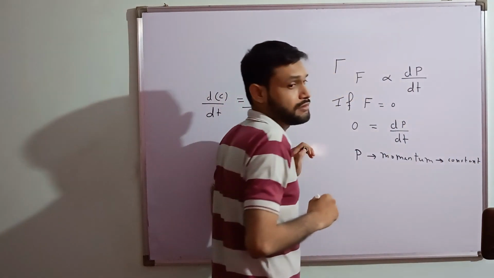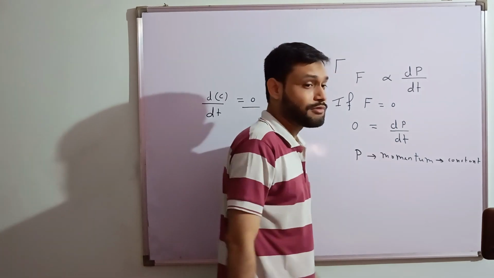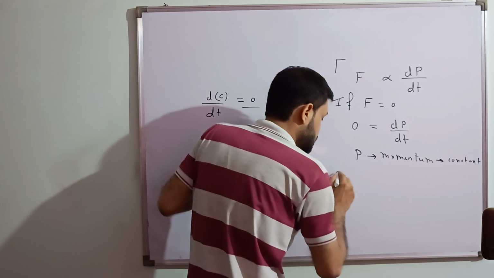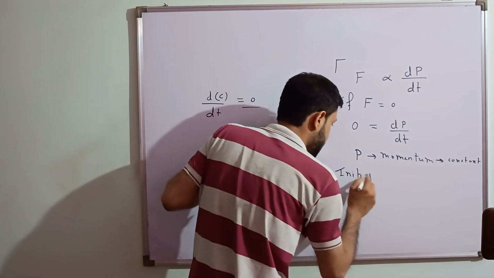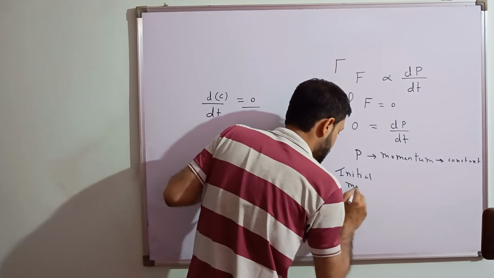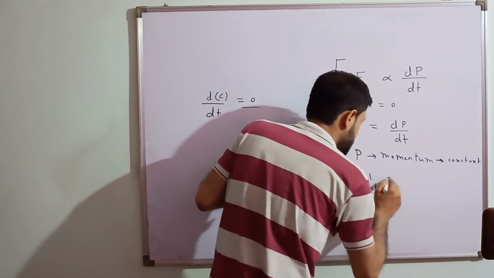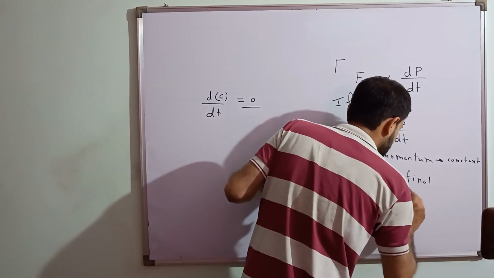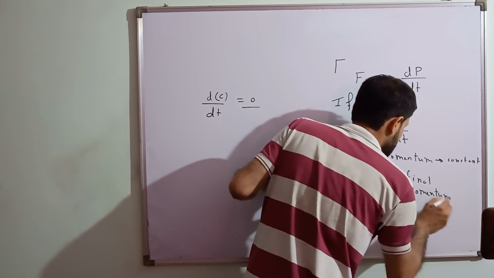It becomes constant. So momentum constant means initial momentum is equal to final momentum. This is what I am getting.